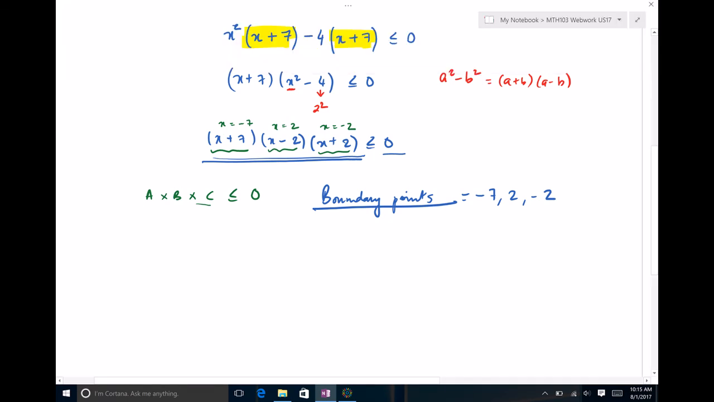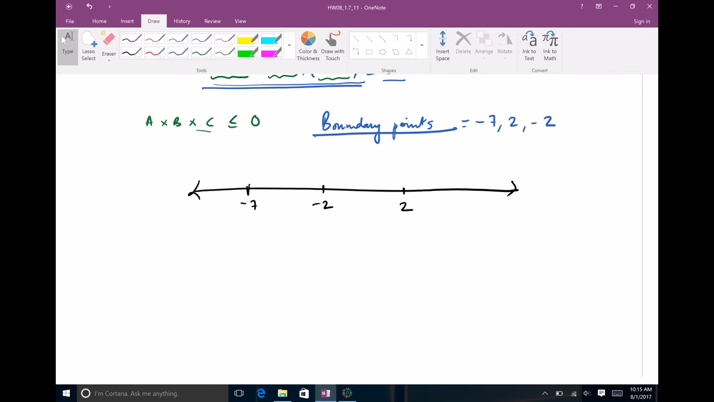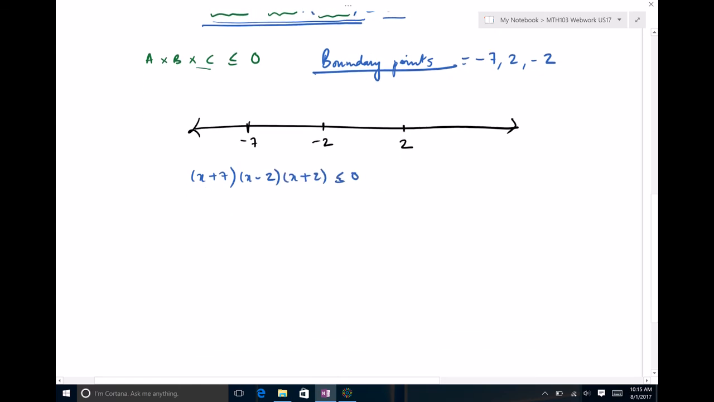Now to make my work easier, I'm going to plot these on a graph. So I have negative 7 here, and I have negative 2 here, and I have positive 2 somewhere here. Now I have to try to find out in which of these intervals my inequality makes sense. You can write down the original equation, but I prefer to write this version, x plus 7, x minus 2, x plus 2, since this has easier numbers to deal with. And now we're going to check. How do we check? You'll see that this entire line is broken up into 4 sections, 1, 2, 3, 4.